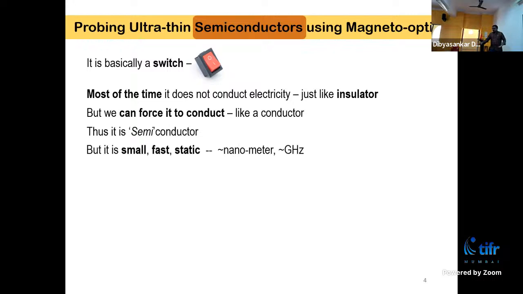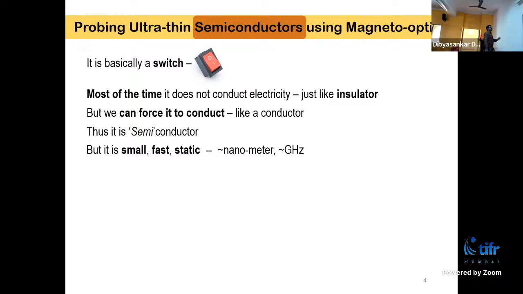But then a semiconductor is also a switch. Then what is the difference between a semiconductor and a switch? Three things. One is that it's extremely small. That switch is in centimeters, centimeter cross centimeter. You can think of, say, a millimeter cross millimeter switch. But the semiconductor switches we are talking about are in nanometers, about 100,000 times less than the thickness of our hair. That is the dimension of that switch. So it is extremely small.